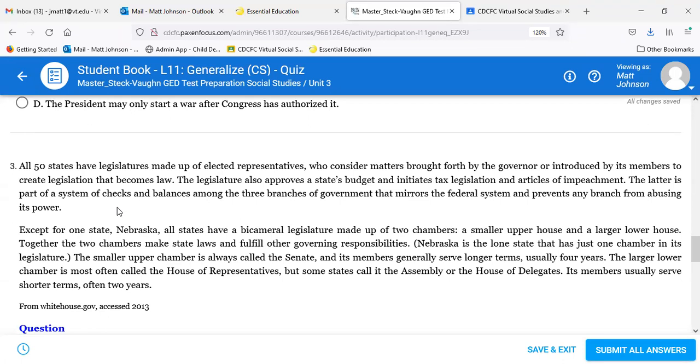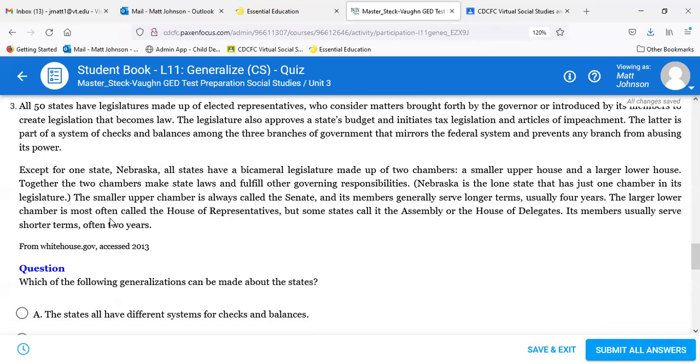Okay, but some states call it the Assembly or the House of Delegates. Its members usually serve shorter terms, often 2 years. Yeah, and so that's from whitehouse.gov. We talked about, again, sources. So that's pretty reliable information. And it's just talking about how state government works a lot like the federal government.